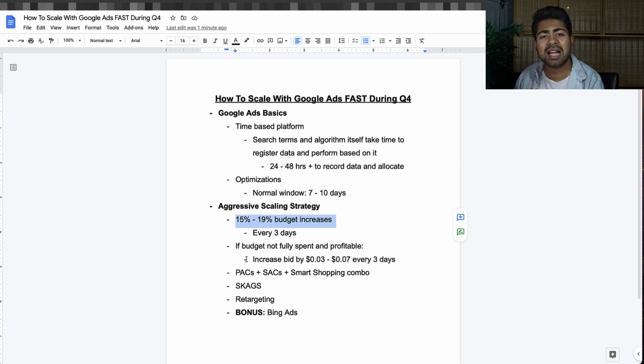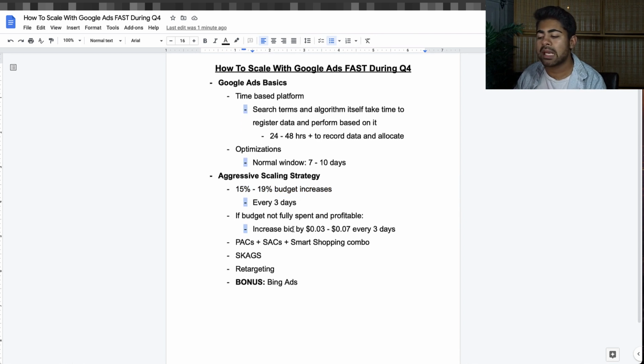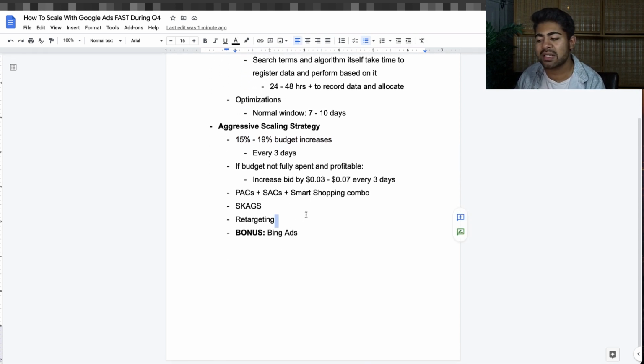Because if it is not getting spent fully, no matter what you do, if you set the budget to $1 million a day, it is still going to spend around the same budget because the overall search terms, the overall bids for that, it's the same, and it's not capturing maybe the entire search market out there, which is why you're just spending the same amount of money every single day, simply because your search impression share is not increasing due to the amount of auctions you are winning. So again, increase the bid by 3 cents to 7 cents every 3 days.